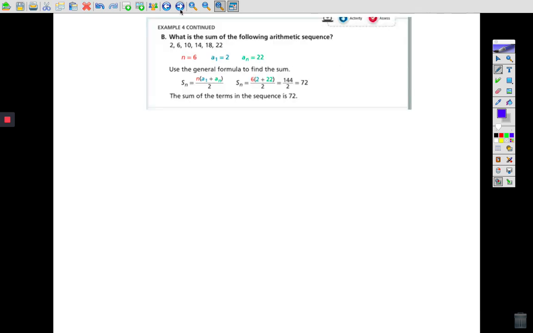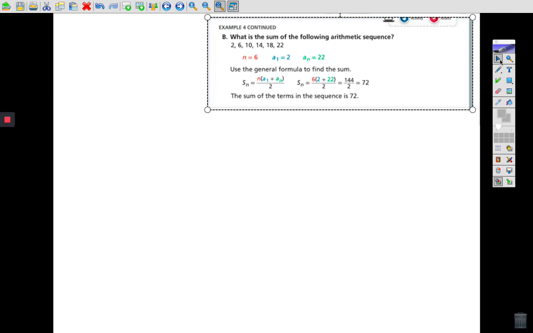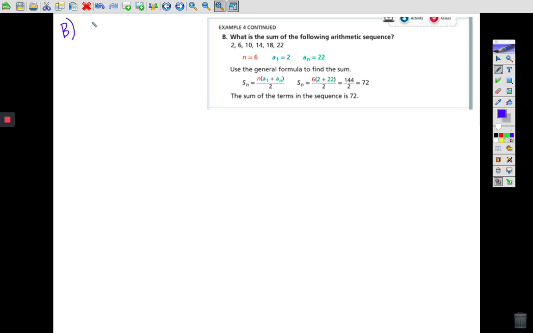Okay. So part B, I want you to ask us what is the sum of the following arithmetic series. What we are going to do is use that formula S sub n, which, hold on, I know you've already got it written, so I'm going to rewrite it up here so we can refer back to it. Y'all should already have it written.